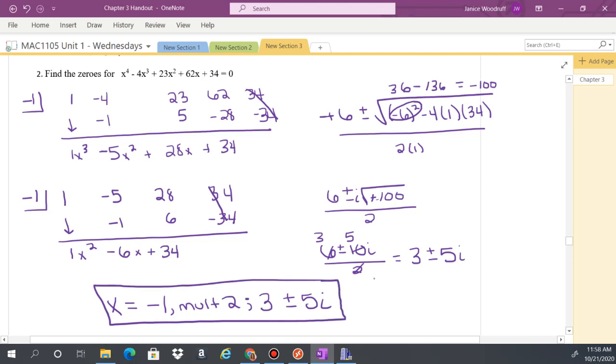All right, we're going to do something different with the last example.